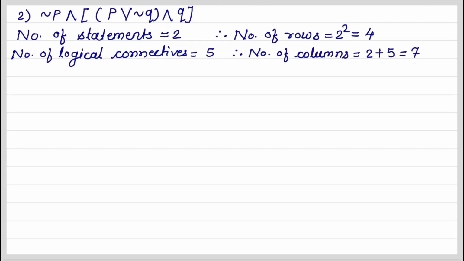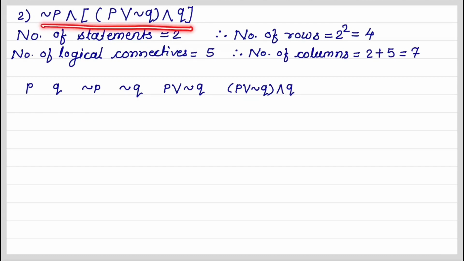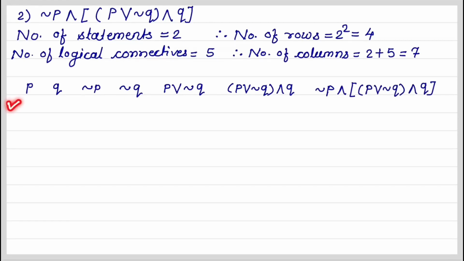Form the truth table, P, Q, then we require negation of P, negation of Q, P or negation of Q is the next column. Then take this bracket as the next column, P or negation of Q and Q, and last column is whole statement pattern, negation of P and P or negation of Q and Q. This is the truth table with 4 rows and 7 columns.